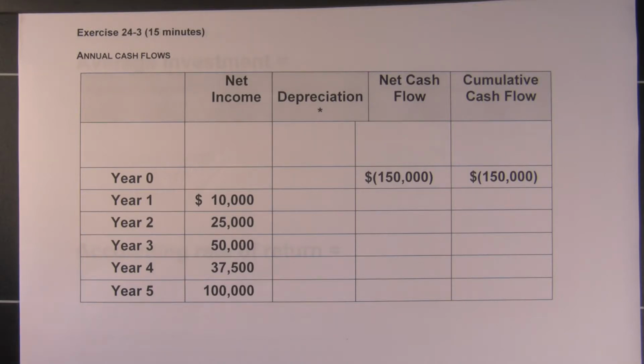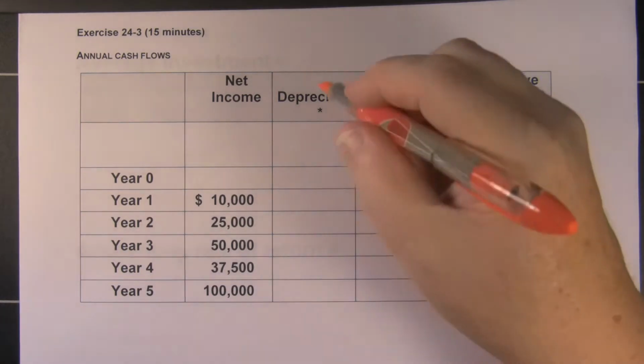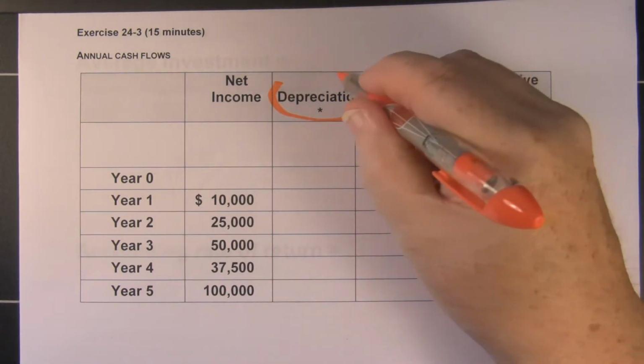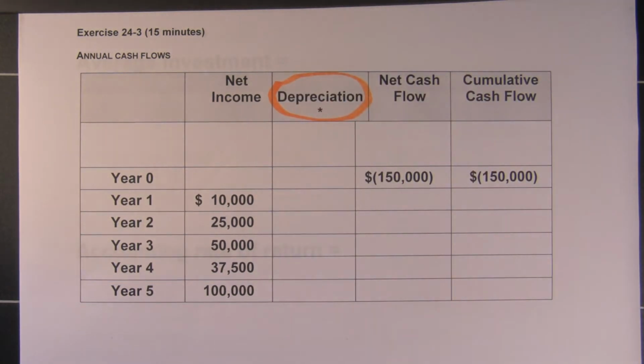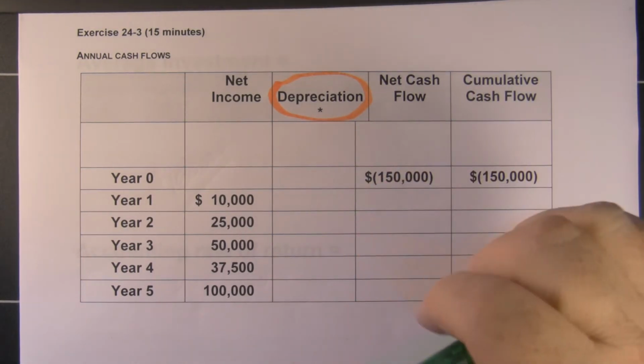Exercise 24-3 is very similar to exercise 24-1, where you have to compute what part of a year the payoff occurred, except now we have to handle depreciation. If you remember from when we talked about this in the financial portion of the course, we said that depreciation is not a cash expense. That's why we added it back for cash flows. It's not a cash expense. So, let's add it back now so we don't forget.